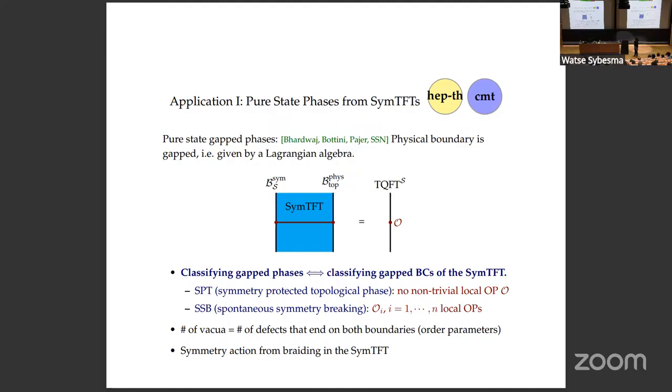And now let's apply this to the phases. So the first question is, can we classify pure state phases? And the answer is yes. Basically, in the SymTFT sandwich, we put the symmetry boundary, and then any other physical boundary describing the dynamics, which is now a TQFT, so again a gapped boundary condition, will give rise to a gapped phase with that symmetry. So classifying the gapped phases is one-to-one with classifying these gapped boundary conditions of the SymTFT.